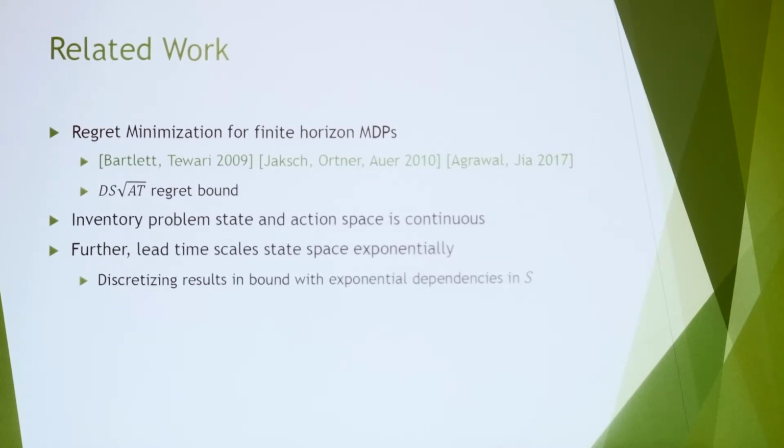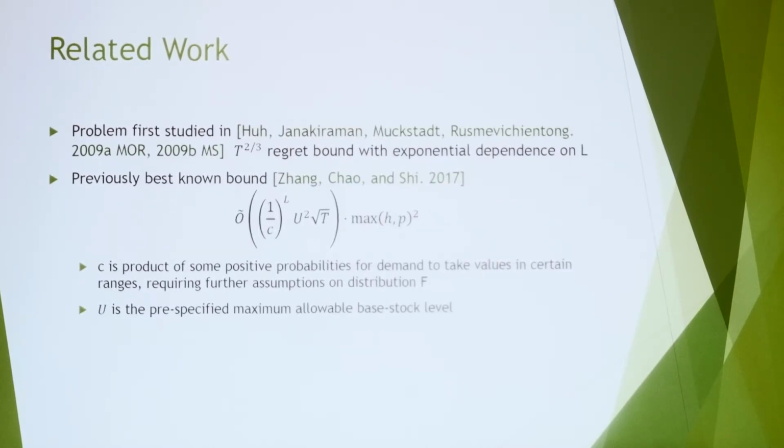Related work on this specific problem has been studied. Ten years ago, they presented a T to the 2/3 regret bound with an exponential dependence on L. And they also proved that a T to the 1/2, a square root T regret bound, was optimal. And this was actually shown two years ago in this paper. They showed a regret bound of square root T.